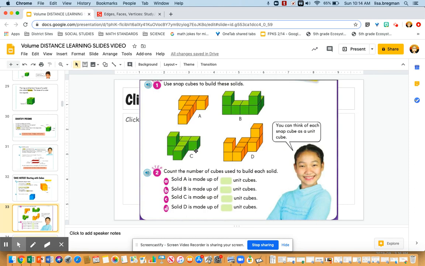So let's try to count these. Let's start with the back. 1, 2, there's one little one hidden there, so that's 3, 4, 5, 6, 7. Letter C has 7 unit cubes. Then D has, let's count, 1, 2, 3, 4, 5, 6, 7, 8. Good. Solid D has 8 unit cubes.